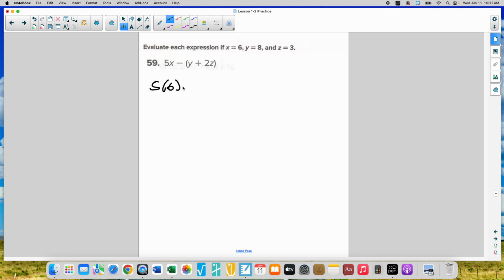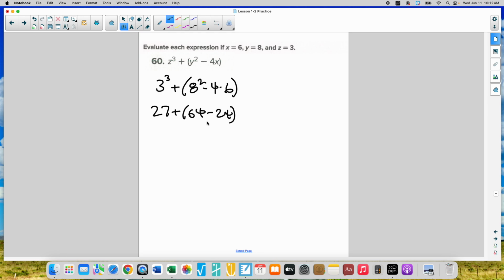5 times 6 minus the quantity 8 plus 2 times 3. That's going to be 30 minus 8 plus 6. 30 minus 14, and that gives us 16. 3 cubed plus 8 squared minus 4 times 6. That's going to be 27 plus 64 minus 24. 27 plus 40, which is 67.